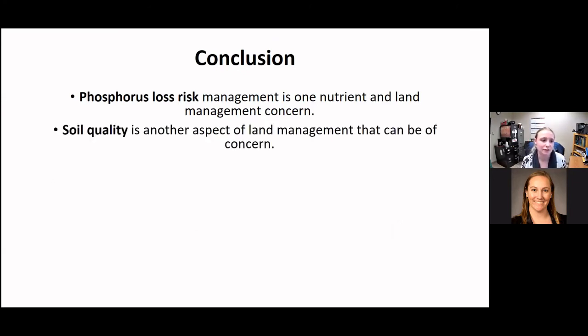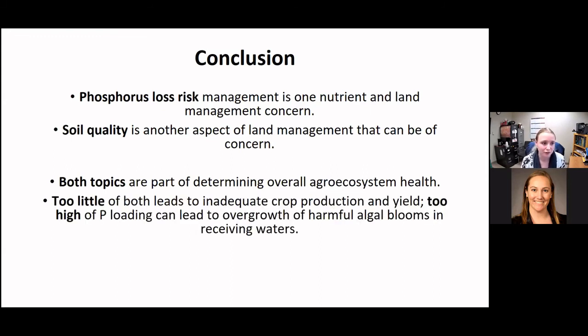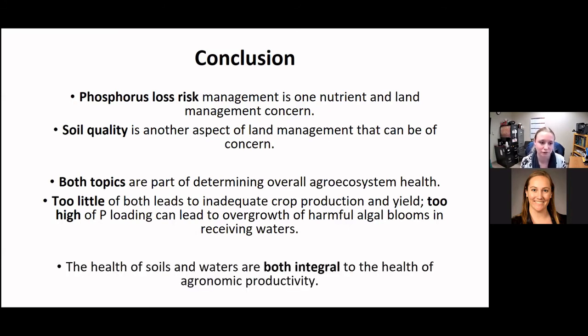So both phosphorus loss and soil quality are important considerations when it comes to land management and nutrient management. Both of them determine overall agroecosystem health. Too little of both leads to inadequate crop production and yield. Too high of P loading can lead to overgrowth of harmful algal blooms, as we've talked about, in receiving waters. The health of soils and waters are both integral to the health of agronomic productivity.